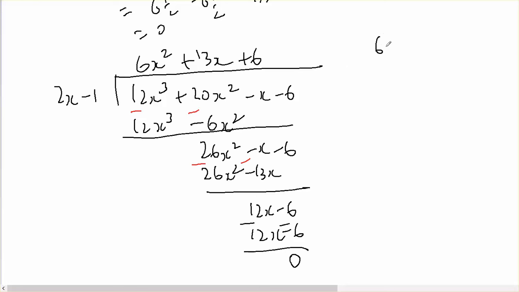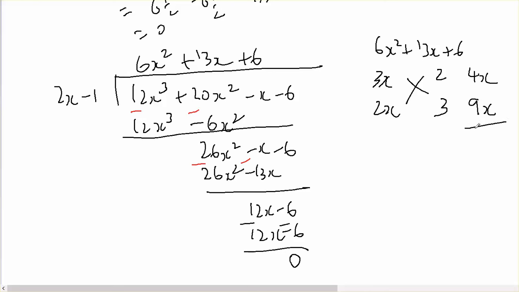So 6x squared plus 13x plus 6 can be factorised with 3x and 2x to give 6x squared. 6 and 1 is no good. 3 and 2 is good. If I put the 3 down there, that gives me 9x. And the 2 up there, that gives me 4x. Add them together I get 13x, which is what I want.